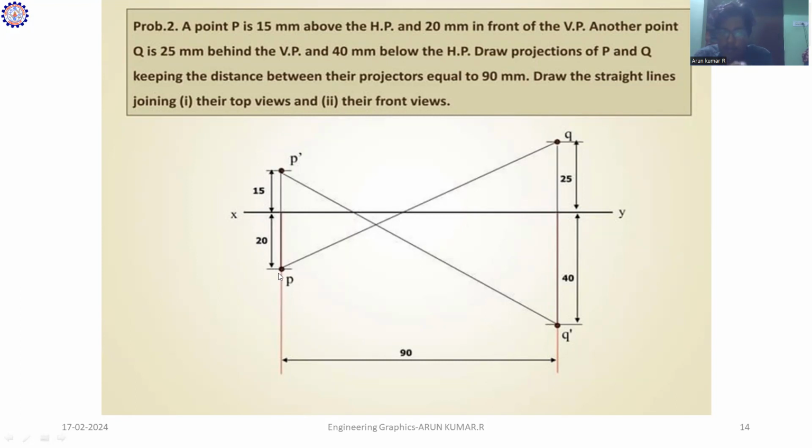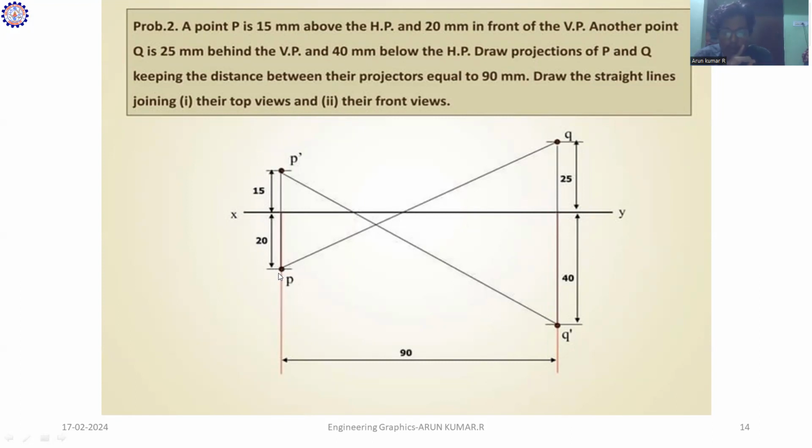So we have to understand the meaning of above and in front, behind and below. We have to understand the quadrants, and then find out the point location for easy understanding. This is the first case. Then whenever you draw point P and point Q, you have to maintain the distance of 90 millimeter. That is given in your problem. Then draw the straight line joining their top view and their front view. That is the conclusion of the question.